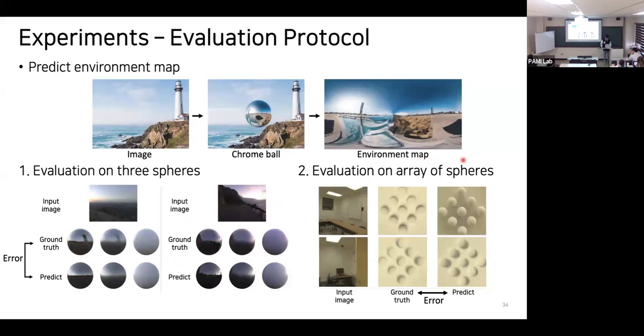The second evaluation method is called evaluation on an array of spheres. In the same way, they predict the environment map and render this array of spheres like this. And they measure the error between the ground truth and the predicted environment map rendering results.